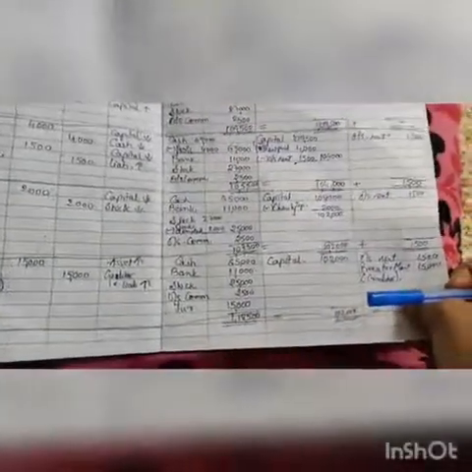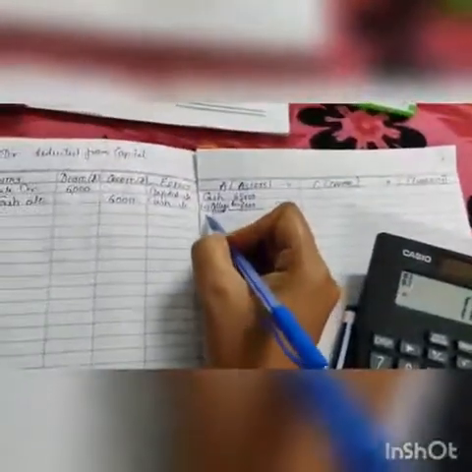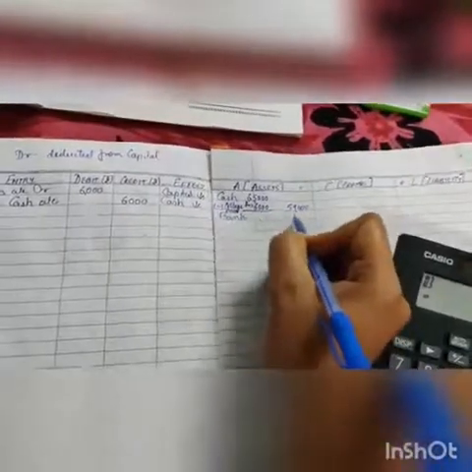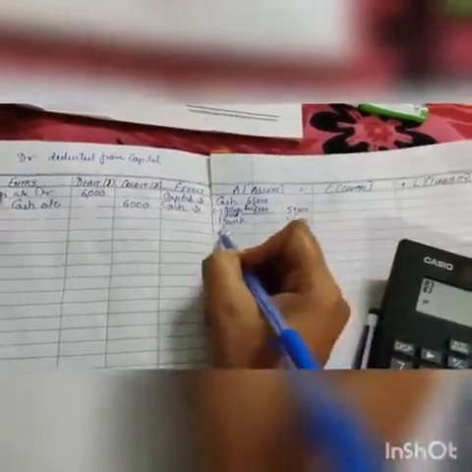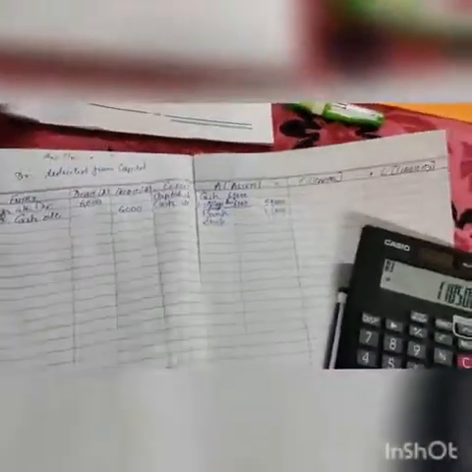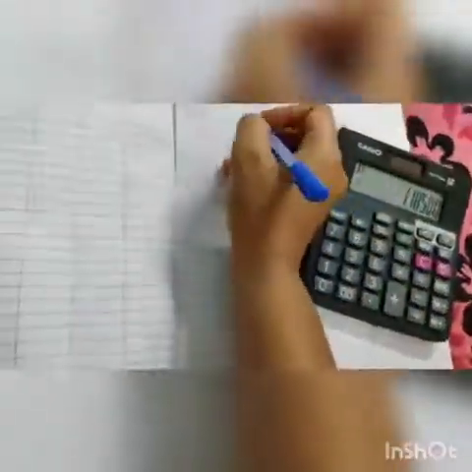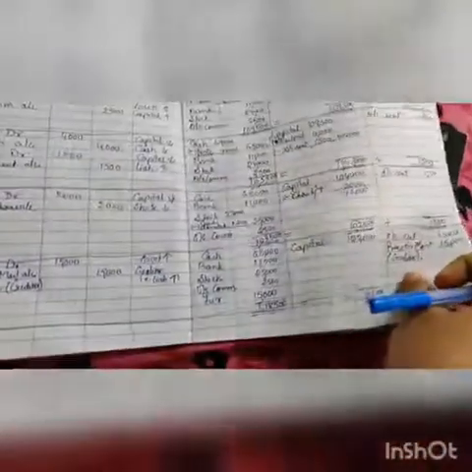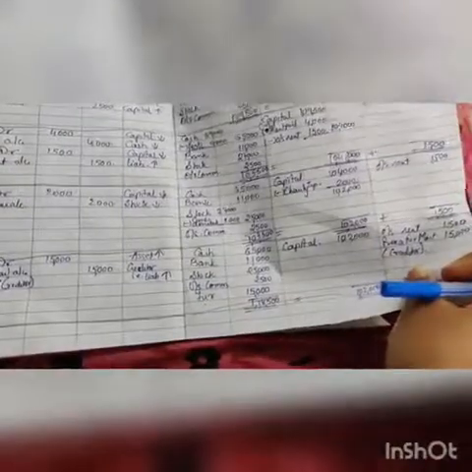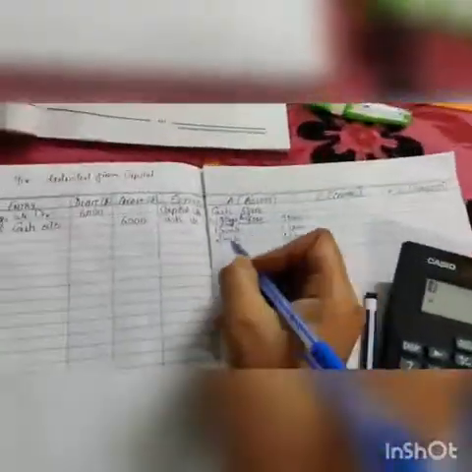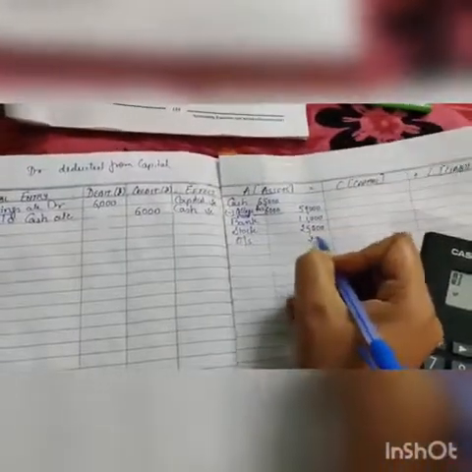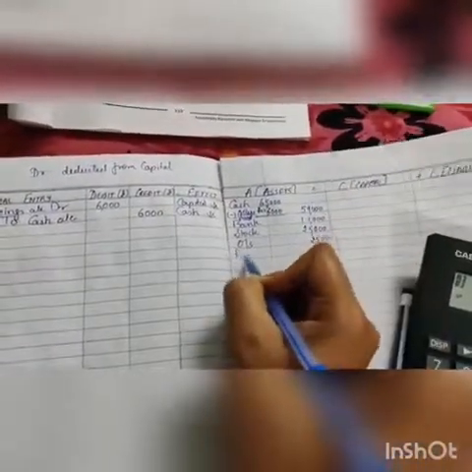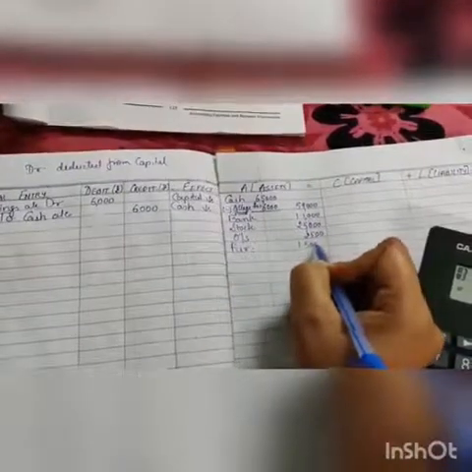Then next is what? After that, bank 11,000 and stock 25,000. So here no effect will come. So bank 11,000, stock 25,000. Clear? So here we will write down stock 25,000. After stock, what is there? Outstanding commission 2,500 and furniture 15,000. So this is your asset side.